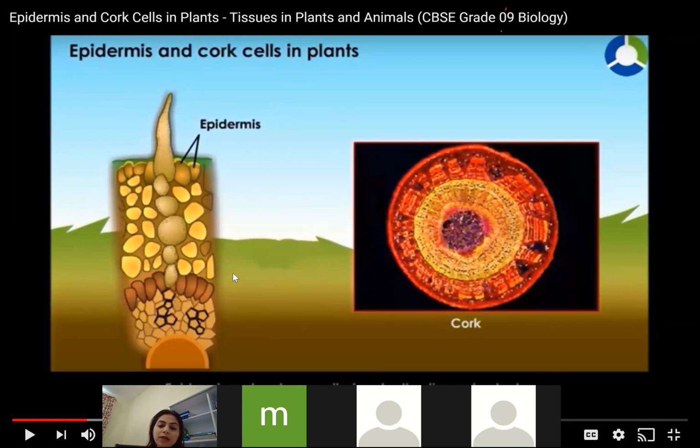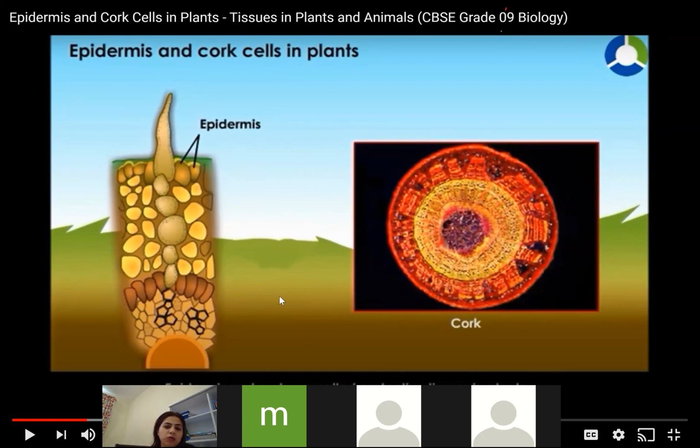So how are they similar to each other, epidermis and cork? They both protect the plant. Both of them are the outermost layer, yes? And the function of both of them is? Protection. Bravo. So here we have the epidermis. This red color here represents the cork. As we said, some plants later on, the epidermis is transformed into cork.